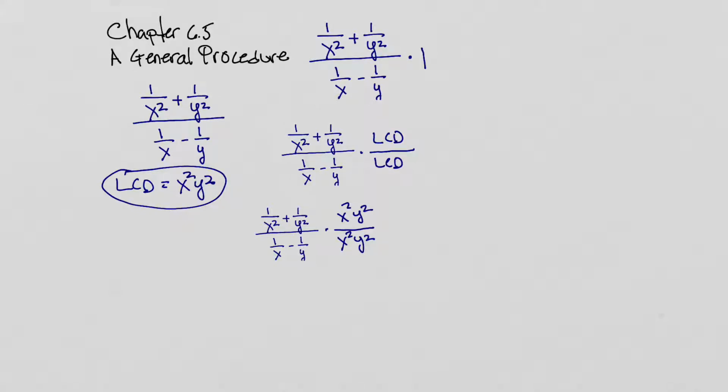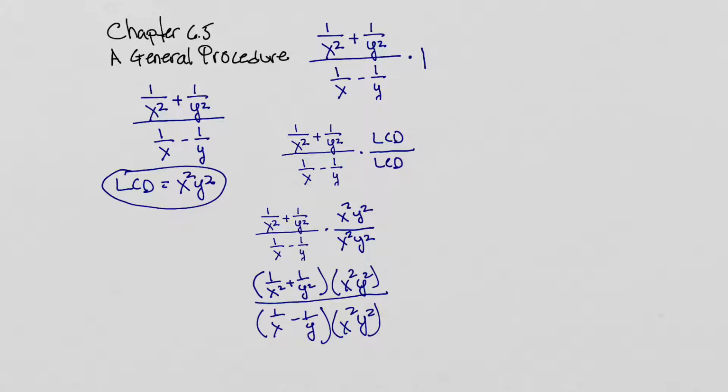And now we know how to multiply these fractions. We multiply the tops together and the bottoms together, and we'll just indicate it here. So let's do this by indicating the multiplication. We'll take this left top, 1 over x squared plus 1 over y squared, times the right top, x squared y squared, and do the same indication with the bottom. We'll have 1 over x minus 1 over y, and we're going to multiply that by x squared y squared.